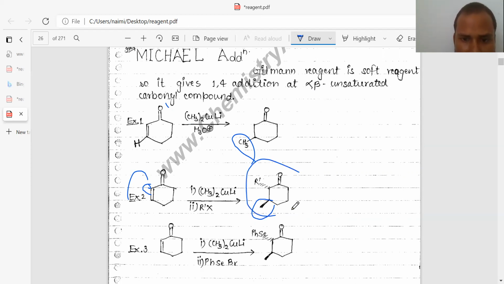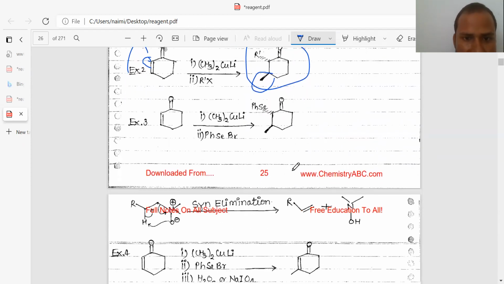You can see here. Next, this nucleophilic addition takes place on the base.